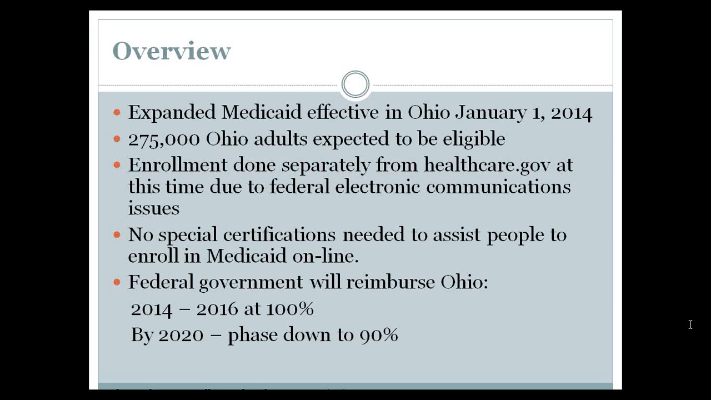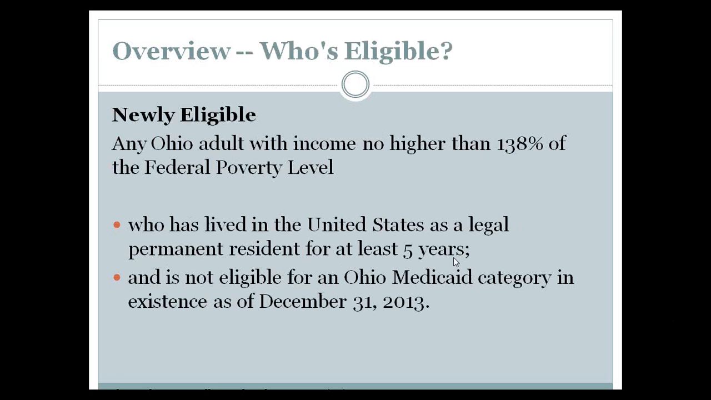practices. And just one other factoid about the expanded Medicaid is that for those people who are in the expansion, the federal government is reimbursing Ohio at 100% this year, next year, and the year after. And then by 2020, it'll be phased down to 90% being paid by the federal government and 10% being paid by the state of Ohio.